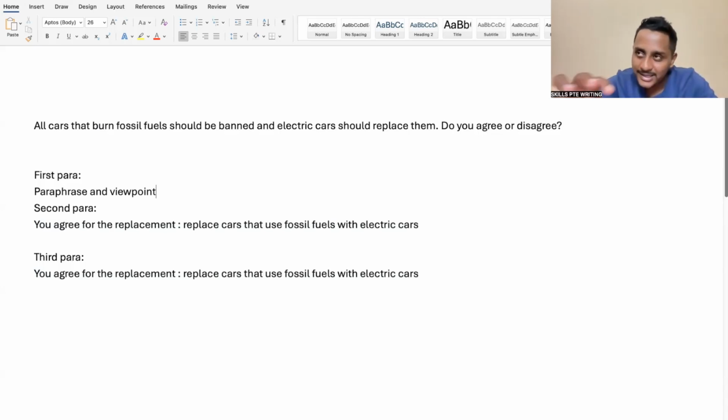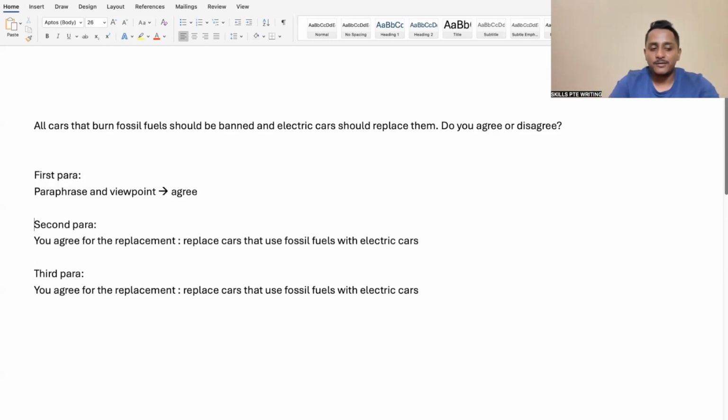Paraphrase means whatever the lines are there, you're going to change it with your own words. And then viewpoint. What is my viewpoint? I agree to this, I disagree to this. You've got only two options. If you agree, let's say you agreed, then second paragraph also you need to agree. Third paragraph also you need to agree. You cannot say second paragraph agree, third paragraph disagree. Hope you're getting it. And the fourth paragraph is the conclusion.